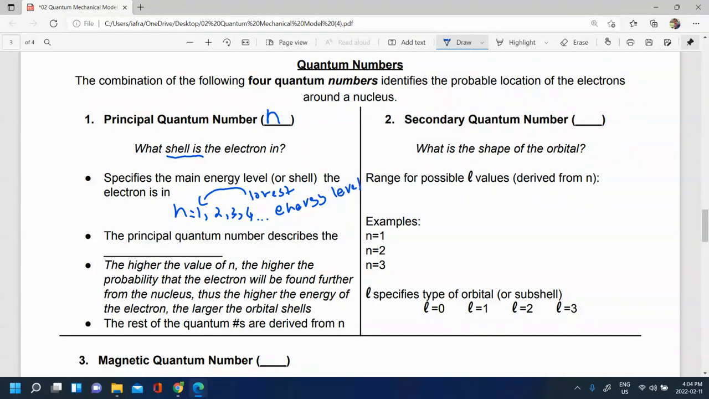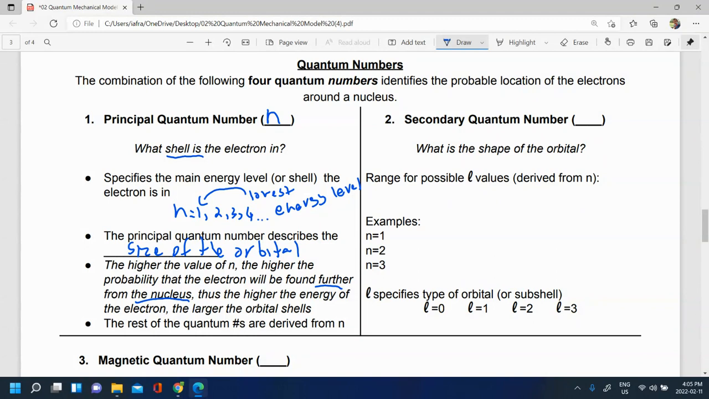And the cool thing about the principal quantum number, n, is that it also describes the size of the orbital. If you remember from some of the visuals we saw, if you were an s sublevel orbital in n is equal to 1, it was a small sphere. If you were an s and n is equal to 2, it was a larger sphere, and then larger and larger as you go higher up in the shells. And so essentially, the higher the value of your n, the higher the probability that the electron will be found farther away from the nucleus.